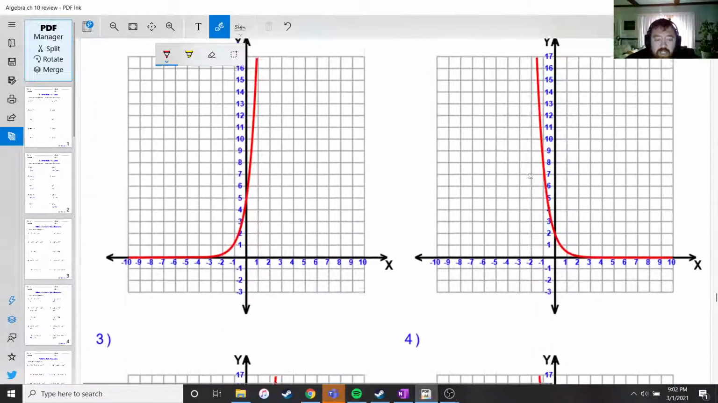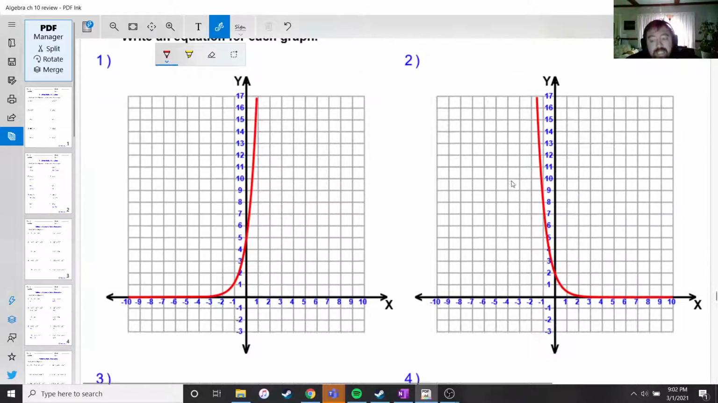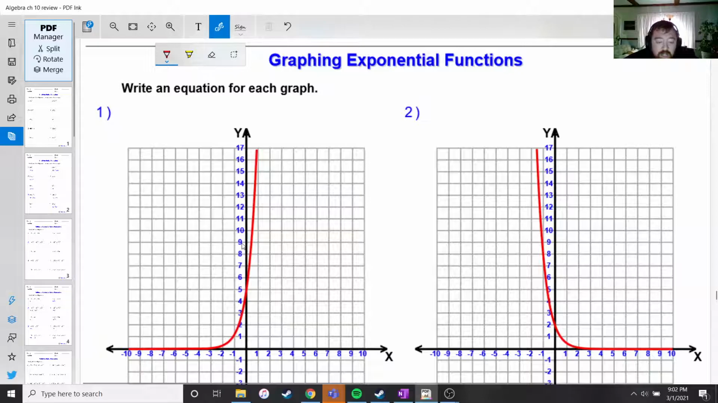Now this last one is just recognizing. I mean, the biggest thing is recognizing these, but you could actually use this to figure out what the equation for the graph is. So, what we're looking for is we want to identify where the y-intercept is. On this one here, it's at 2, right? So what does the y-intercept tell us? The y-intercept is the point when x is equal to 0.